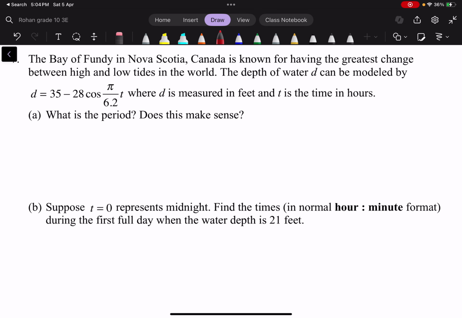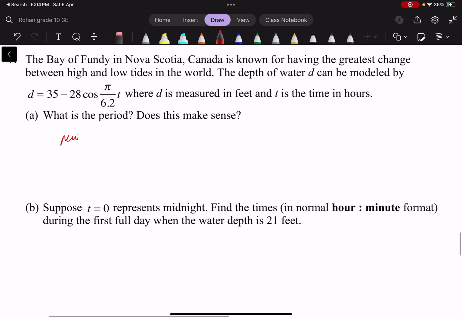Okay. Next, so this is easy. Period. What is the period? 2 pi upon B. Period is equal to 2 pi upon B. So 2 pi upon 6.2? That's 12.4. Does it make sense? Yeah, very nice, because it's within 24 hours. The tide changes approximately twice a day.